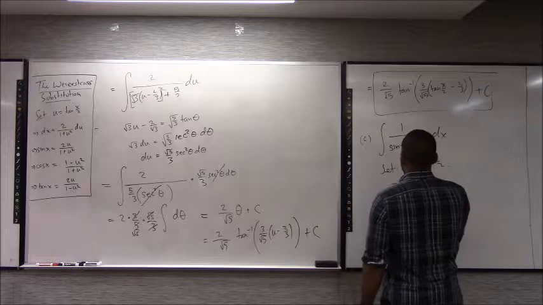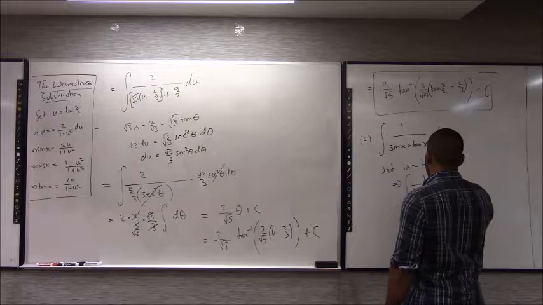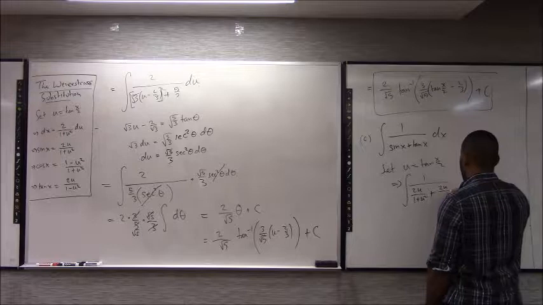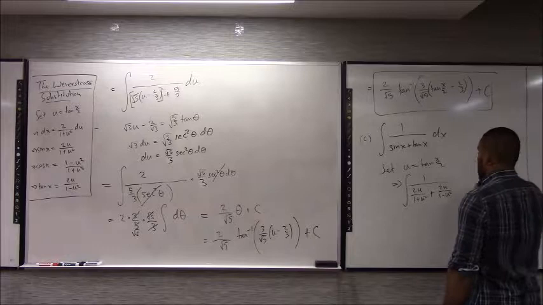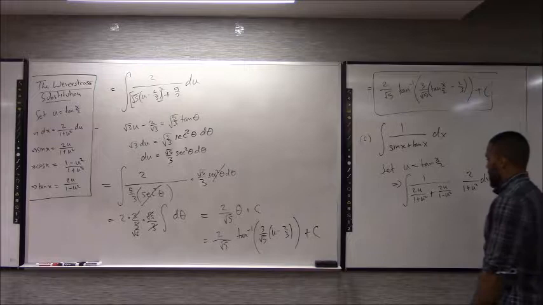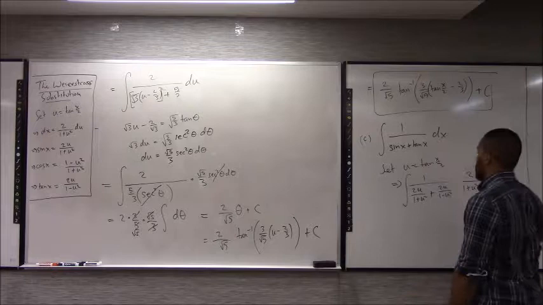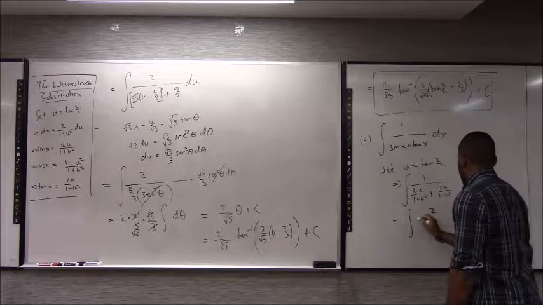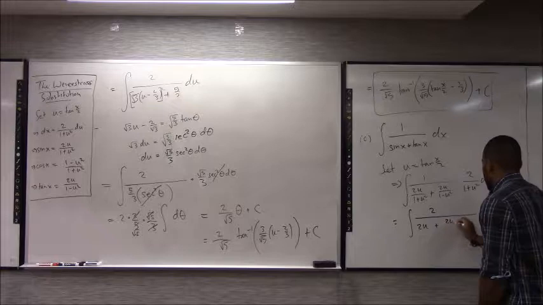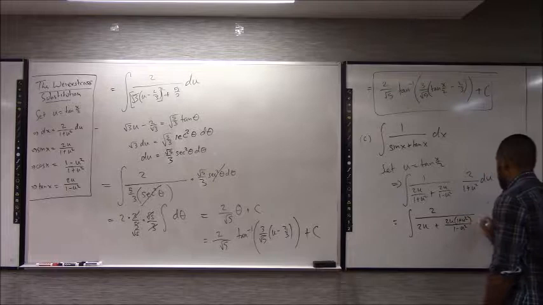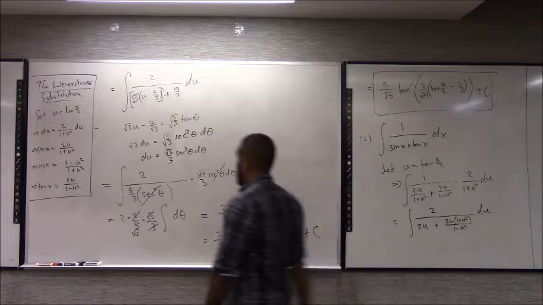This means our integral would look like the sine function is going to look like 2u over 1 plus u squared. Tangent function is going to look like 2u over 1 minus u squared. And the dx function is going to look like 2 over 1 plus u squared du. So this is going to be equal to, I multiply that out, I would get 2 over 2u plus 2u times 1 plus u squared over 1 minus u squared du.